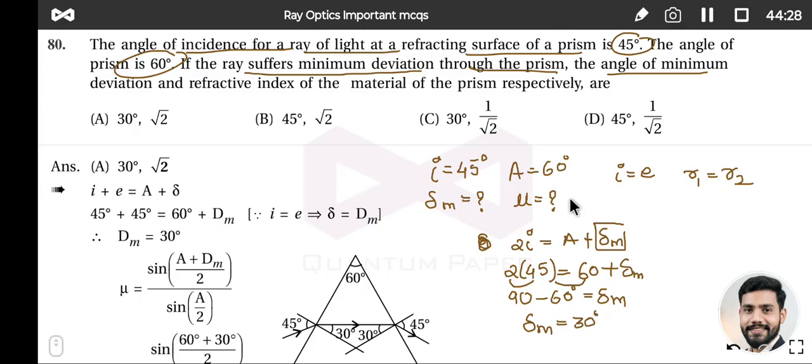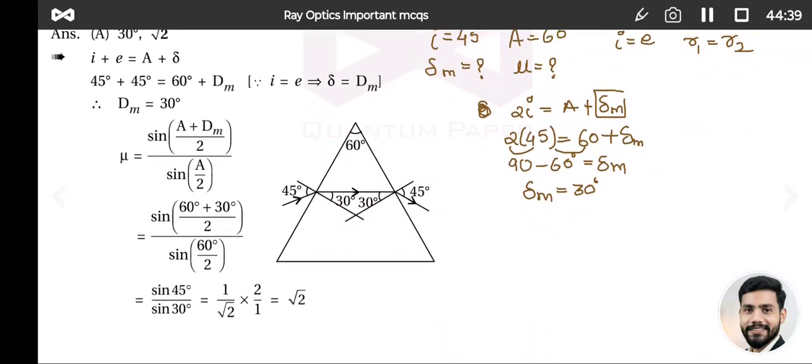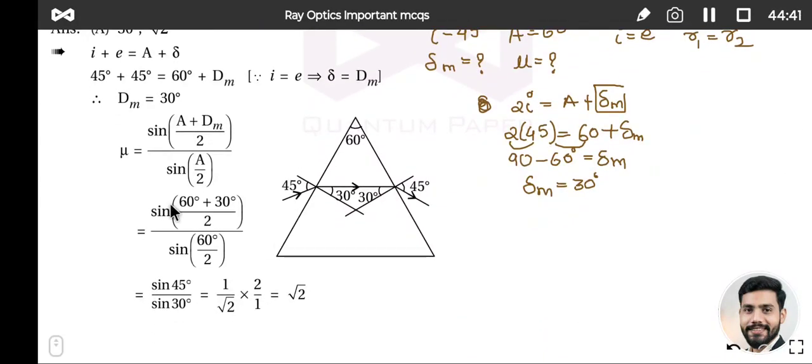So option number D is wrong, option number B is wrong. Now option number A and C is remaining. Now we have to find out refractive index mu. So if you apply the formula of refractive index, mu is equal to sine of (A plus delta m) upon 2, upon sine A by 2. So we will get sine of (60 plus minimum deviation, which is 30) upon 2, whole divided by sine of 60 upon 2.